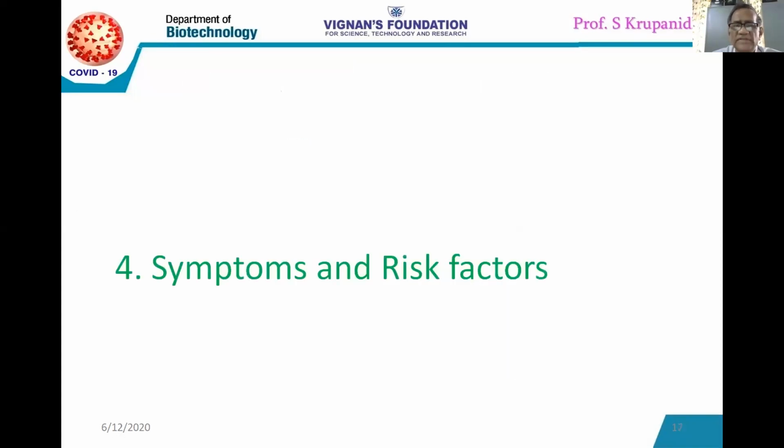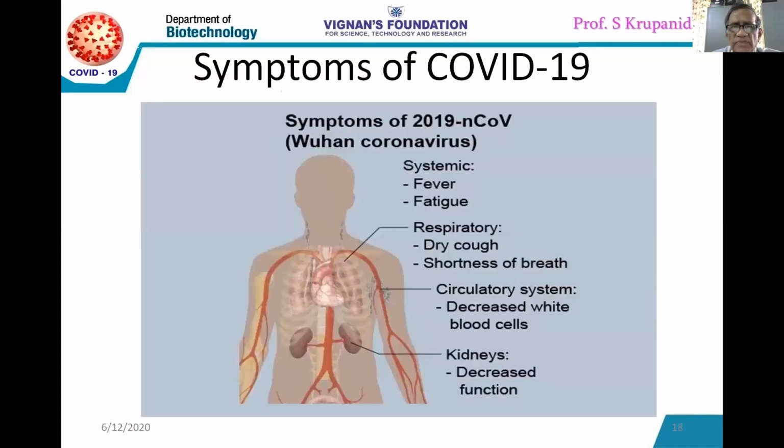Okay, now the symptoms and the risk factors. The systemic symptoms all over the body are fever and fatigue. The next is the respiratory symptoms: dry cough and shortness of breath. Particularly, whenever we are infected with influenza virus, chikungunya virus, and others, we never feel shortness of breath. Here, specifically, that's what the doctors say. Since the beginning, governments have also been planning to have more ventilators.